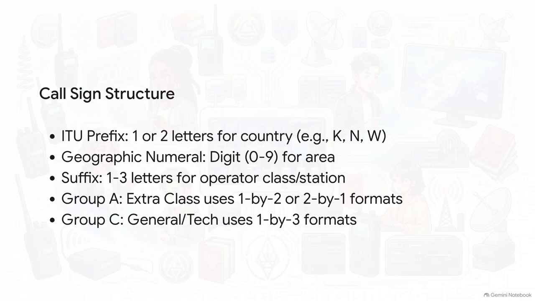And as a fun geographical mapping note, broadcast stations east of the Mississippi typically use W, while those out west use K. Next up is the geographic numeral, which is a digit from 0 to 9, denoting the region. And finally, we have the suffix, which is 1 to 3 letters indicating the operator's class. For instance, Group A, representing the highest amateur extra class, gets compact formats like 1x2. Group C, for general and technician classes, uses a standard 1x3 structure.